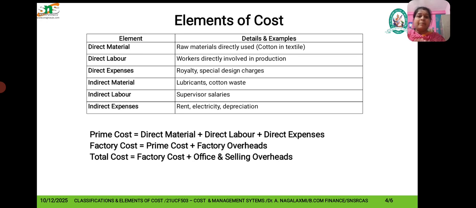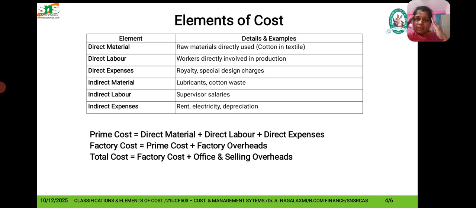Indirect material here means for the machinery used for production. If the machinery is not working, repairs and maintenance are to be done, those things come under indirect material. That is lubrication, cotton waste, that comes under indirect material. Indirect labor means supervisor's salary, who is not in production, but is a person who supervises the employees who are doing the production work. That is indirect labor. Indirect expenses: rent paid for the production unit, electricity charges paid for running the machinery, depreciation for the machinery. These things come under the head indirect expenses.